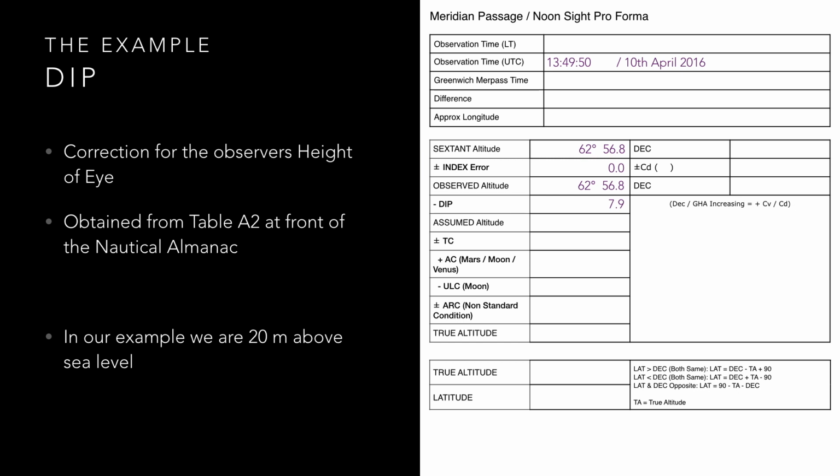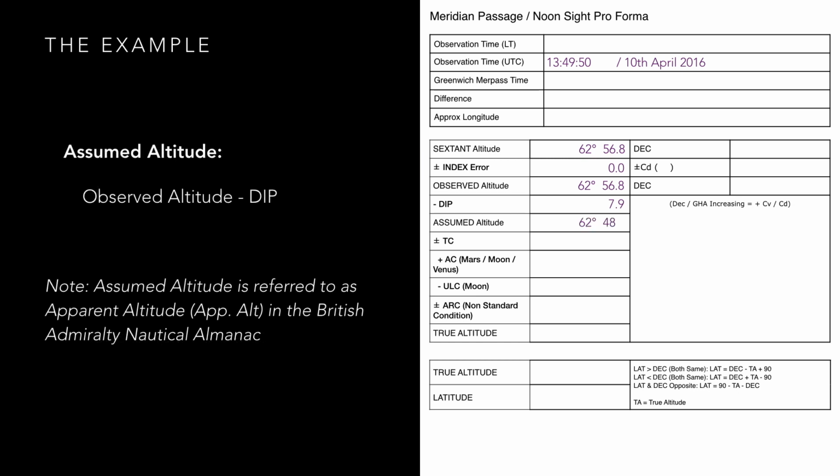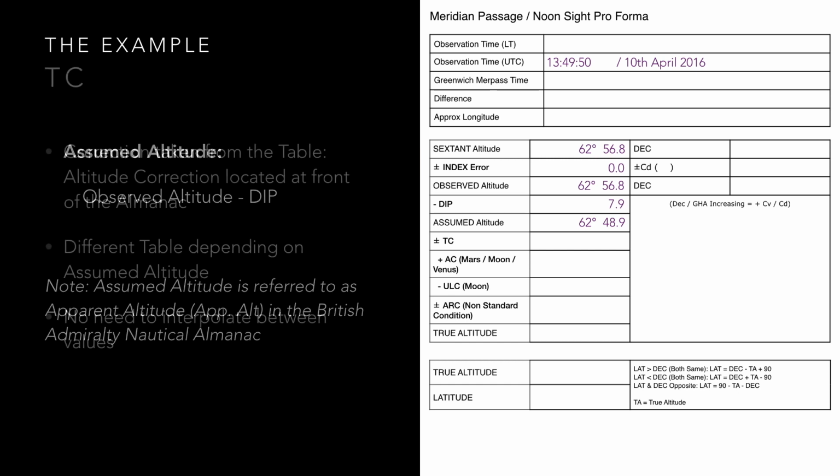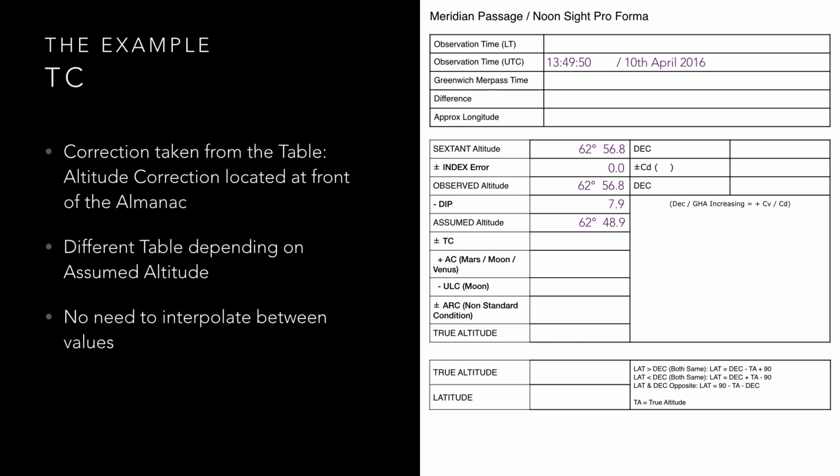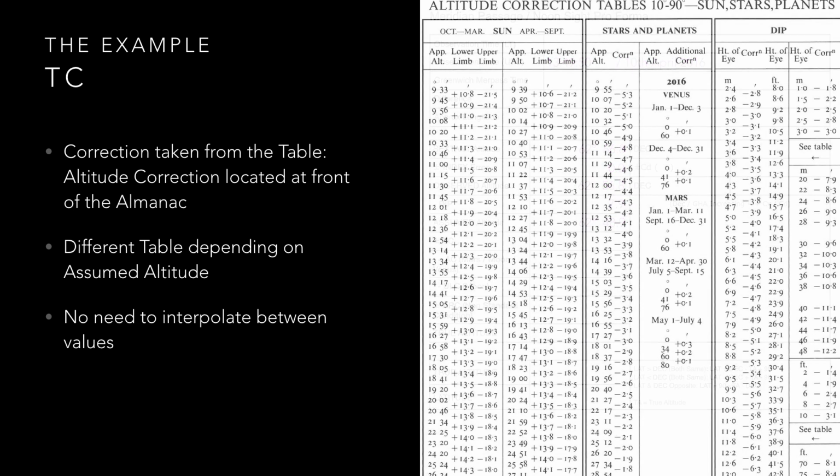When we subtract the dip from our observed altitude, we obtain the assumed altitude, which is referred to as apparent altitude in the British Admiralty Nautical Almanac. As our calculation is for the Sun, we only require the values for the TC and arc row. In the case of the TC correction, we obtain this value from table A2, located at the front of the Nautical Almanac, and it is titled Altitude Correction Tables 10 to 90 degrees.